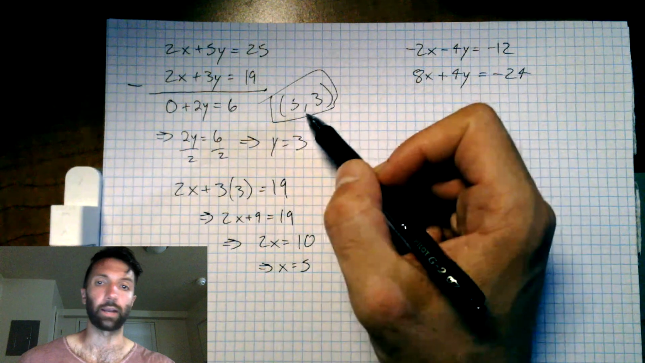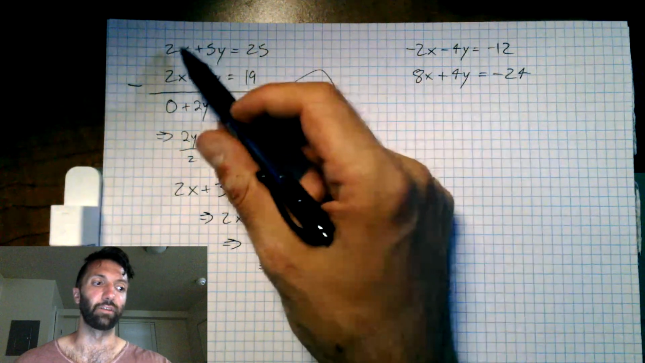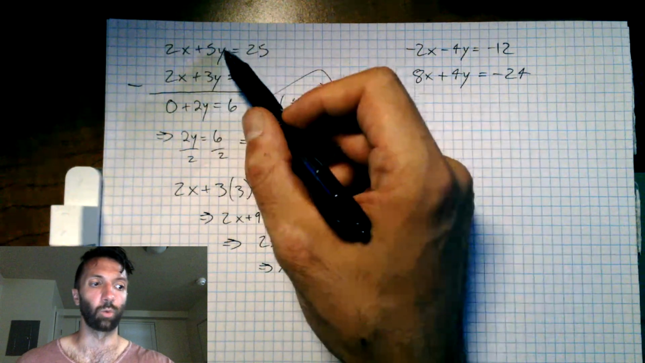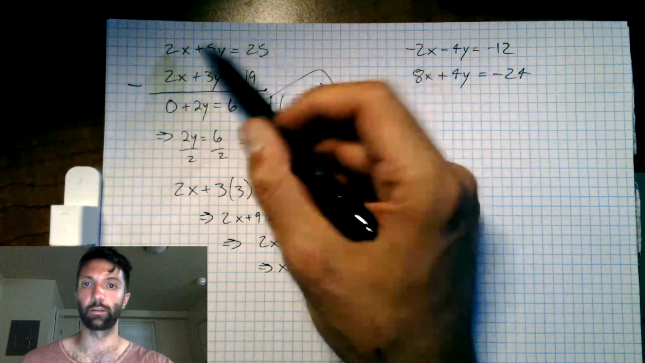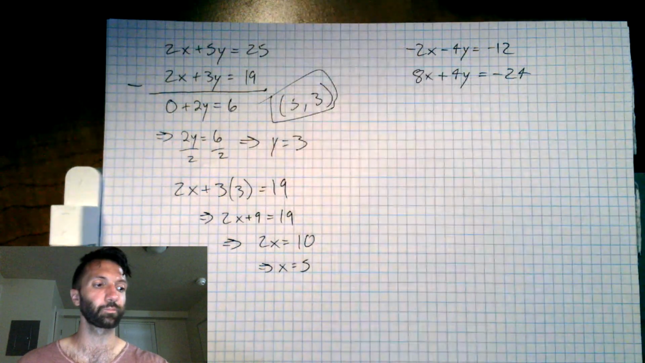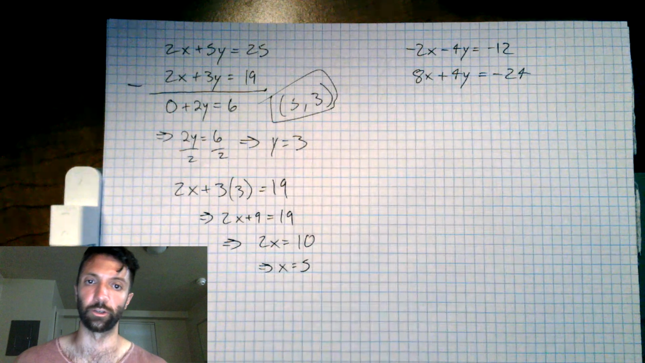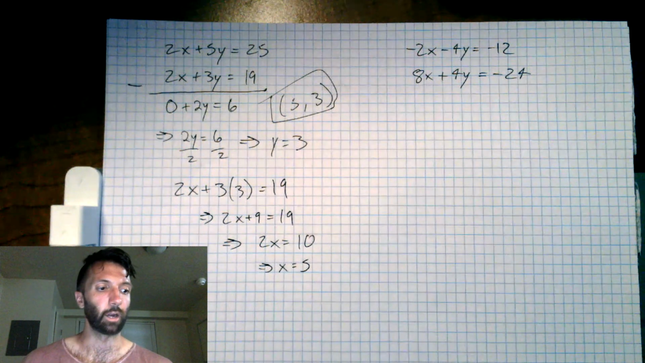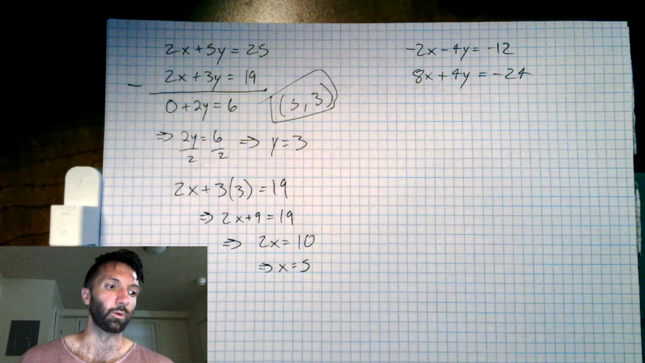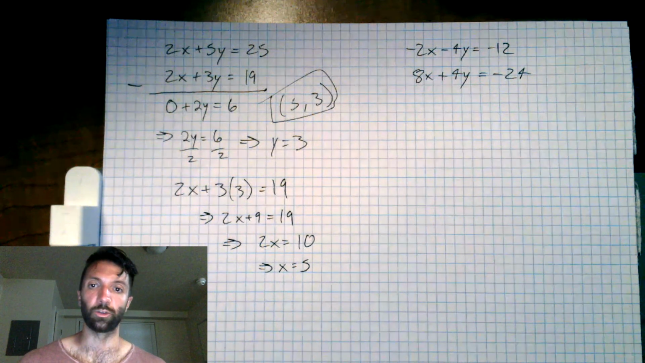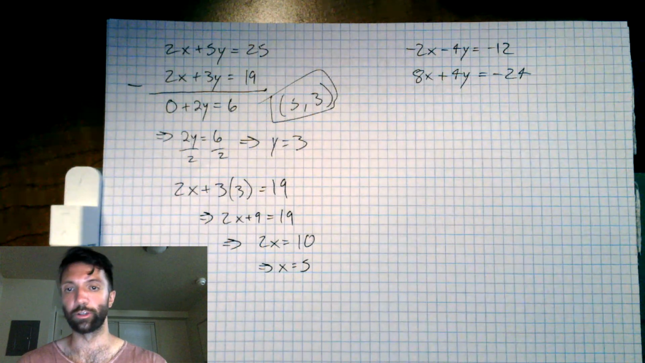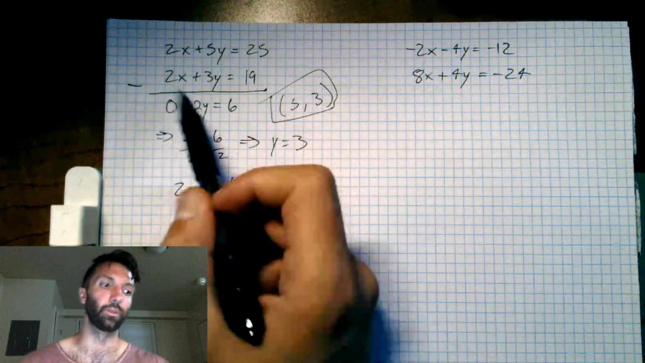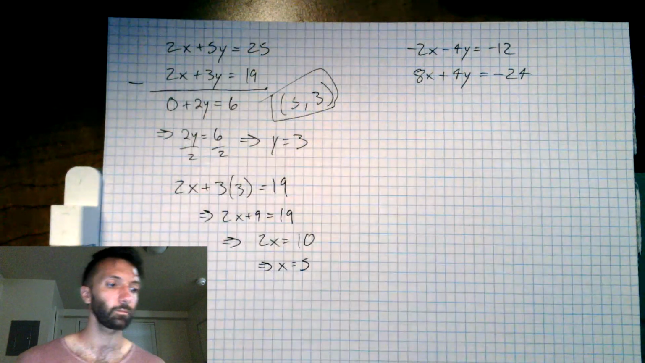And you can always check this by substituting 5 in for x and 3 in for y, and then you can verify that the math checks out, and you do that for both equations. You make sure it works for both. Alright, but that's how it works. So step 1 is to figure out how to eliminate the variable. Do I add the equations together or do I subtract them? So in this case it was subtraction.